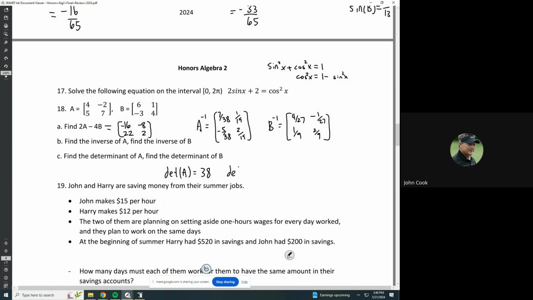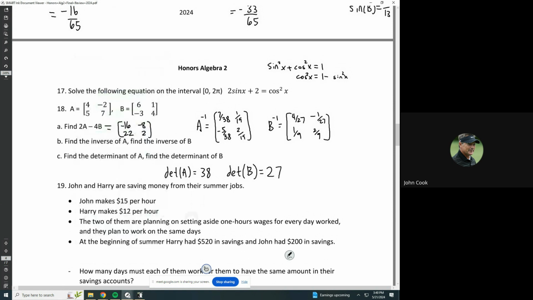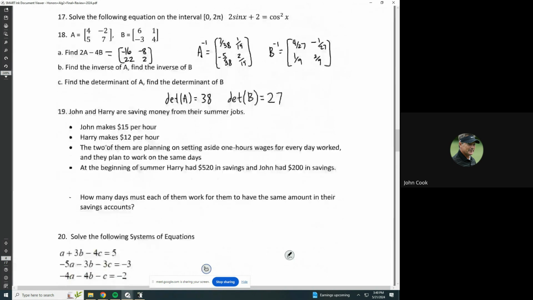And then determinant of B. Same thing. So matrix, determinant, matrix B. Oops. Yeah. 27. Okay, there you go. All right, next up, number 19.